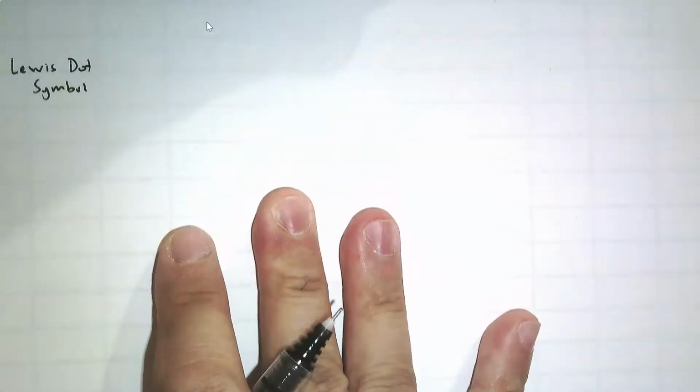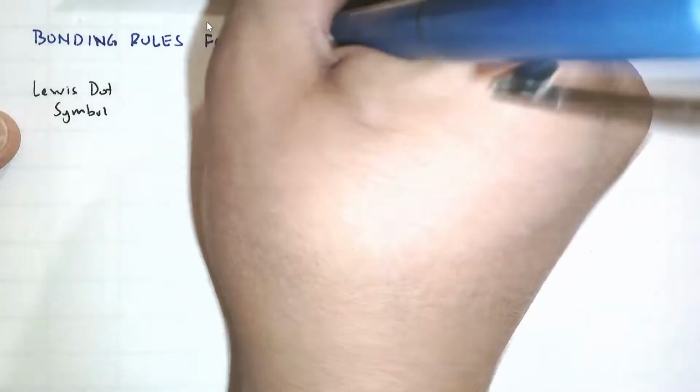Oh, by the way, later on in the unit, we're going to talk about formal charges. Can these atoms be charged even if they're in a covalent compound? So I do want to say that these are the bonding rules for neutral atoms.